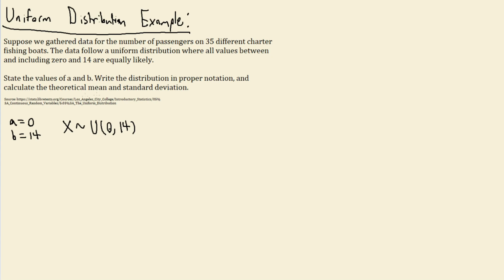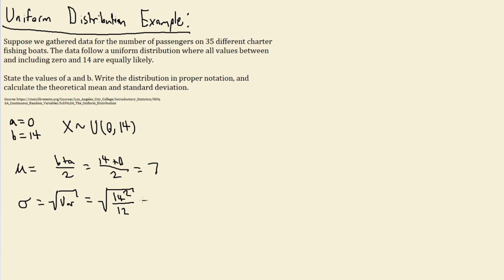And now we want to calculate the theoretical mean and standard deviation. We just saw how to do that. Our mean is going to be (b plus a) over 2, which in this case is (14 plus 0) over 2, which is 7. And our standard deviation is going to be the square root of the variance, which is equal to the square root of (b minus a) squared, that's (14 minus 0) squared, divided by 12. And so this is going to be 14 over the square root of 12.